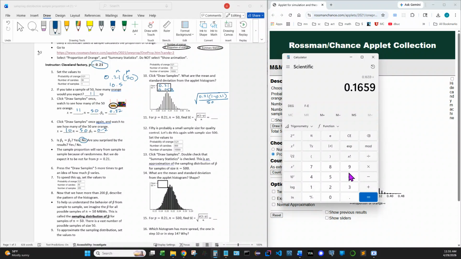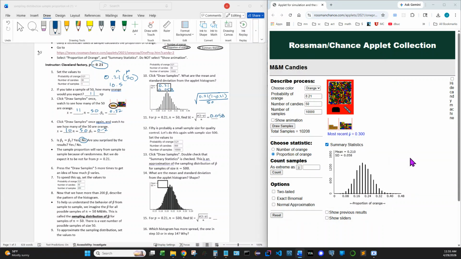Okay, and then we divide that by 50. We take the square root of that. And notice, if we round to the third decimal place, we get 0.058, which is exactly what we found empirically with the website here, right? So 0.058 matches up perfectly with the theoretical value.